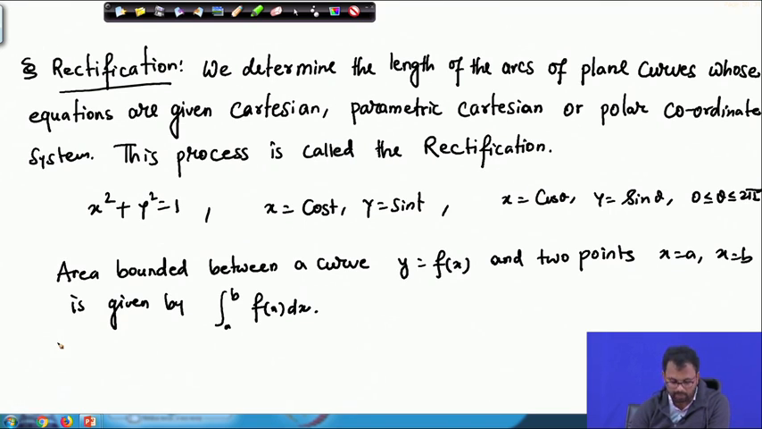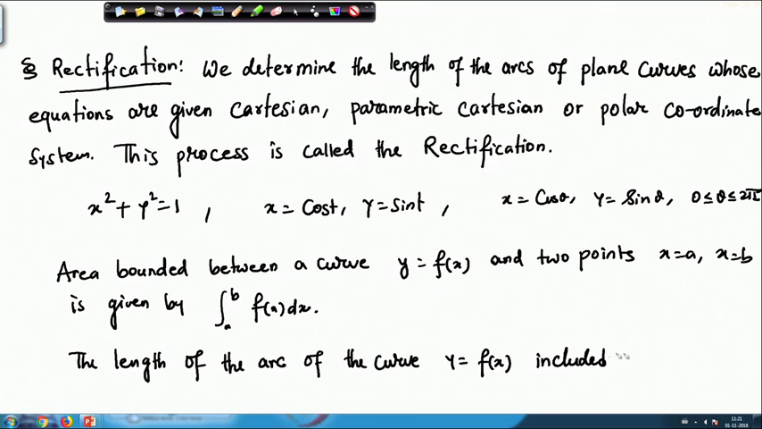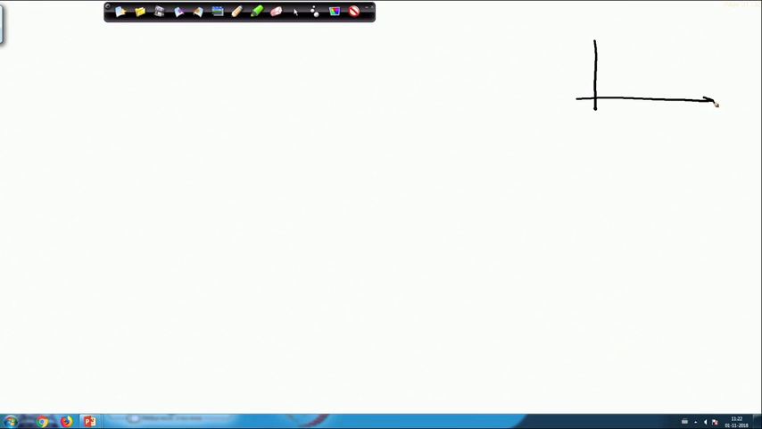the rectification or the length of the arc can be calculated in the following way. The length of the arc of the curve y equals f(x) included between 2 points, say x equals a and x equals b, is given by, so this is our x axis, this is our y axis, that is the point, let us say x equals a, that is the point x equals b, and this is our curve.